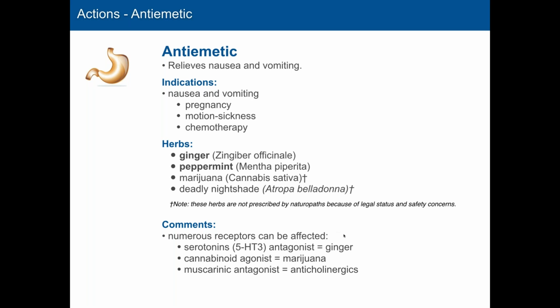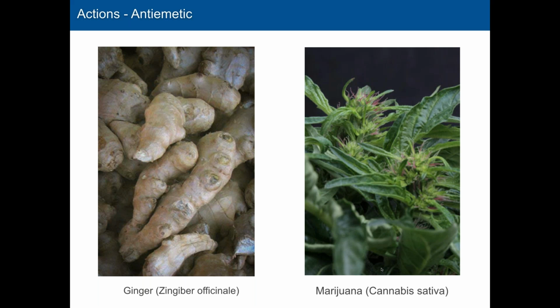In addition, there's also dopamine receptors in the body that can be targeted. So certain drugs will target dopamine receptors as well. But the main herbs that we use, I would say ginger is the primary one, and it's working through serotonin. I wish I knew how peppermint works. So there's ginger on the left. There's marijuana on the right.